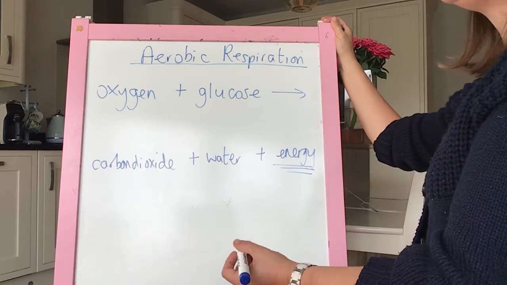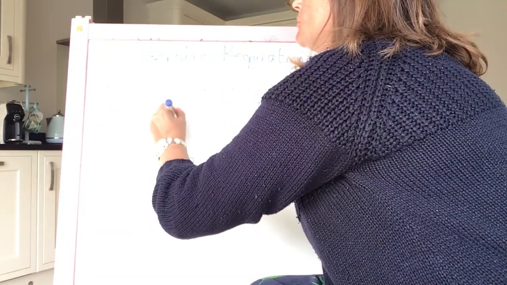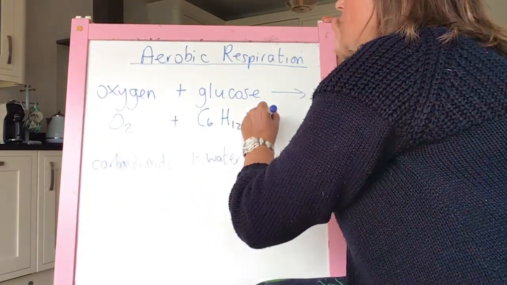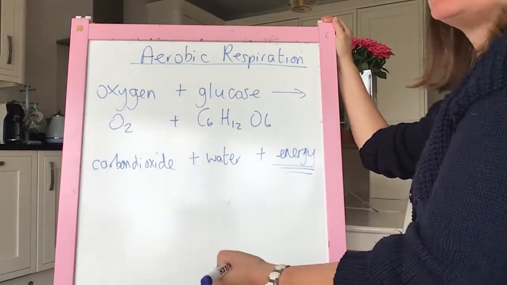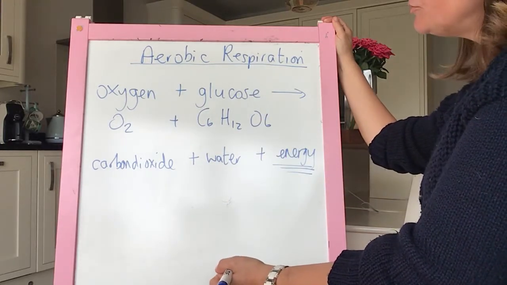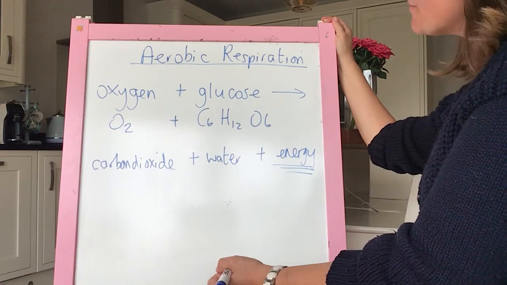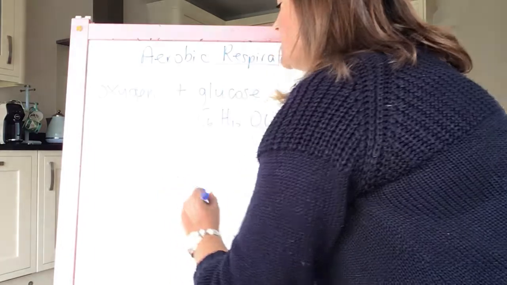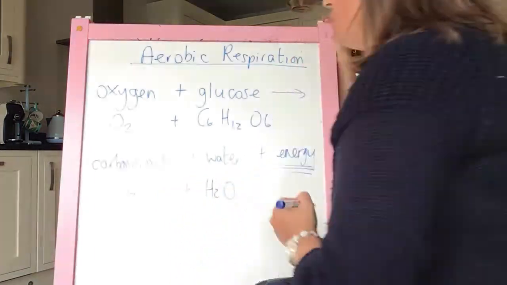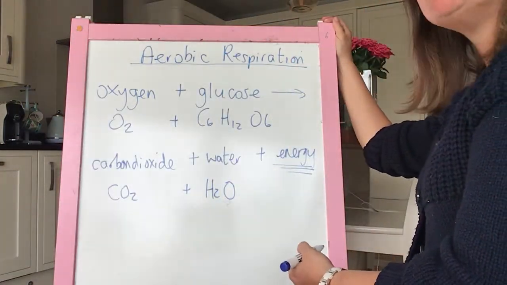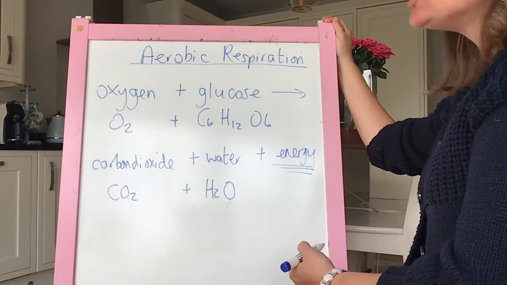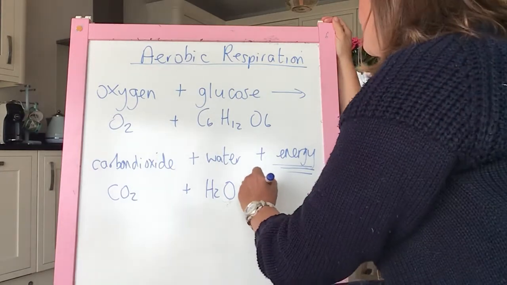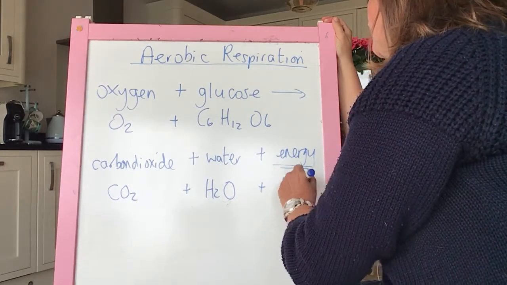So hopefully you all know that oxygen is O2, glucose is C6H12O6. You should have done a lot about glucose at the beginning of the AS module, alpha and beta. And then we have CO2 plus water, H2O. And hopefully a few of you by now know that energy in biology is represented as a molecule called ATP.